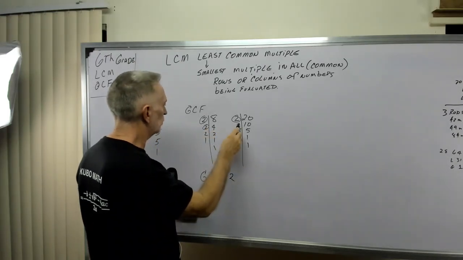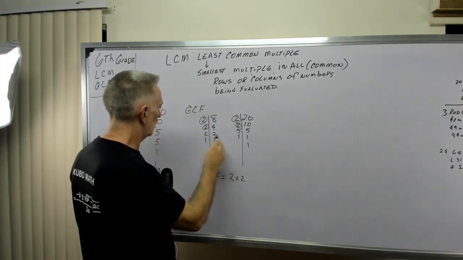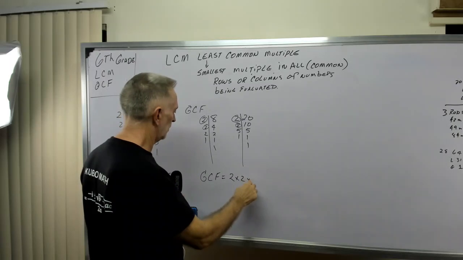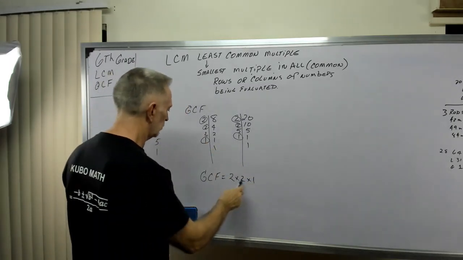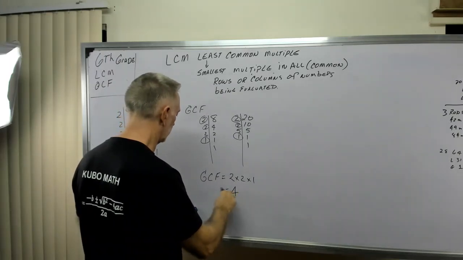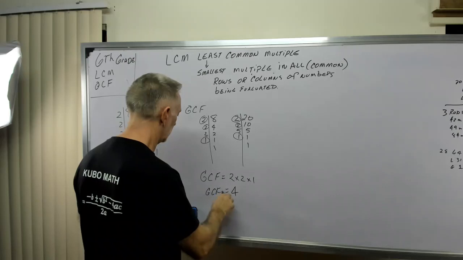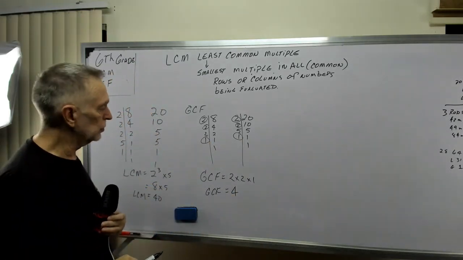And we have another 2. Times 2, and I don't have a 5, but I have a 1, okay? I have a 1 and a 1. So 2 times 2 is 4, times 1 is 4. So the greatest common factor is 4, just like we had earlier when we did it the old school way.